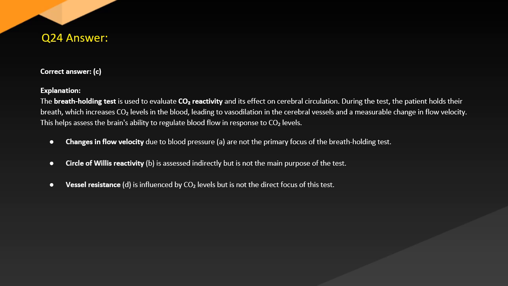Changes in flow velocity due to blood pressure (A) are not the primary focus of the breath-holding test. Circle of Willis reactivity (B) is assessed indirectly but is not the main purpose of the test. Vessel resistance (D) is influenced by CO2 levels but is not the direct focus of this test.